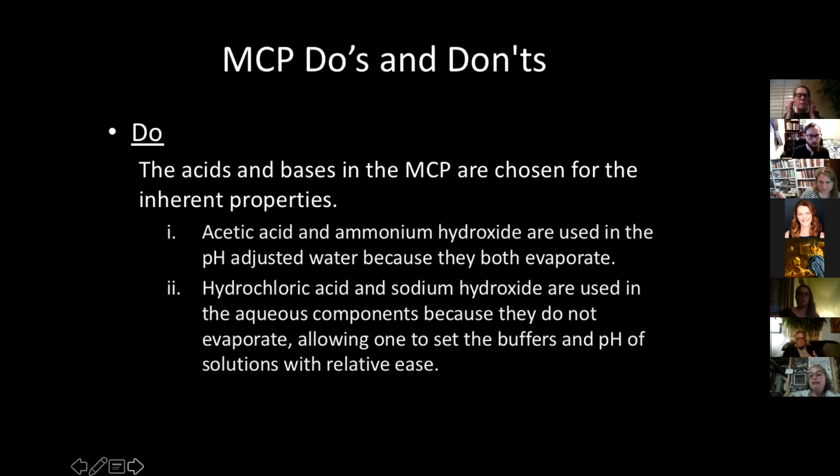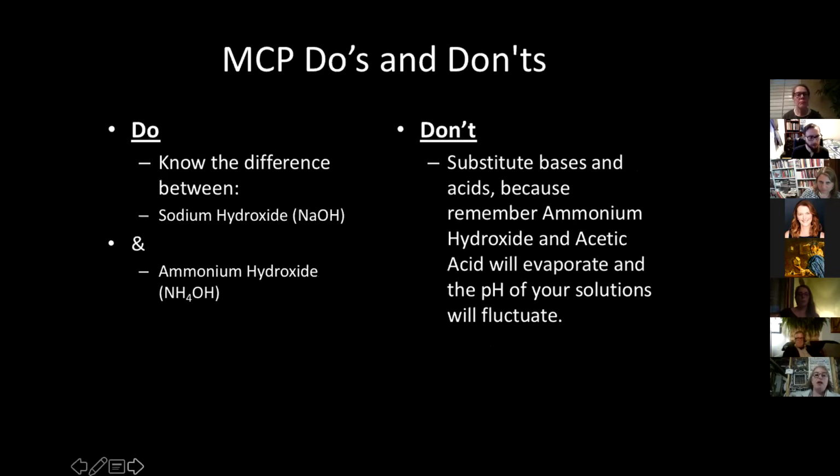Do know that the acids and bases in the MCP are chosen for their inherent properties. Acetic acid and ammonium hydroxide are used in the pH adjusted water because they both evaporate. Hydrochloric acid and sodium hydroxide are used in the aqueous components because they do not evaporate, allowing one to set the buffers in pH with at least relative ease, because the acids and bases aren't evaporating as you're taking the pH readings.